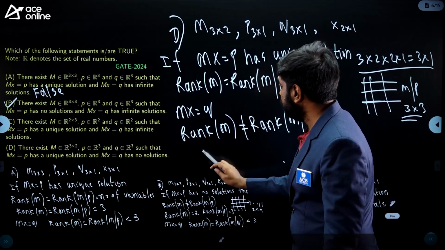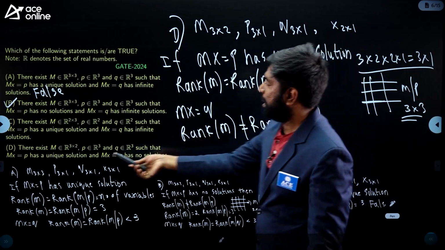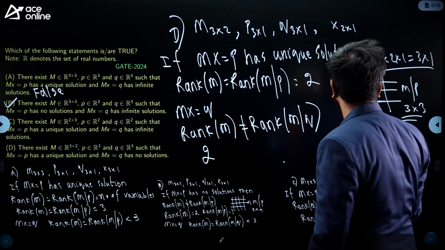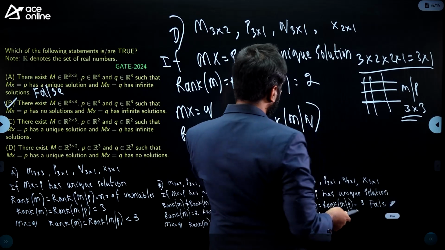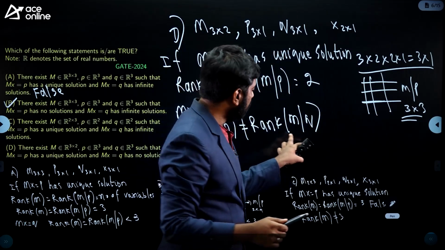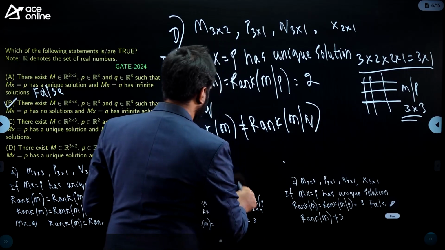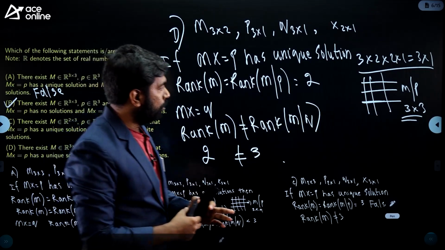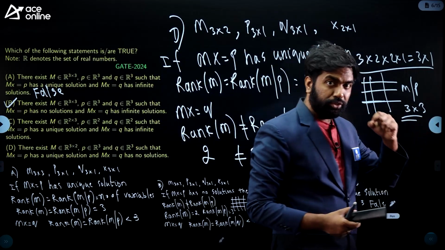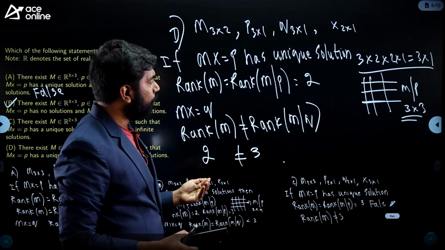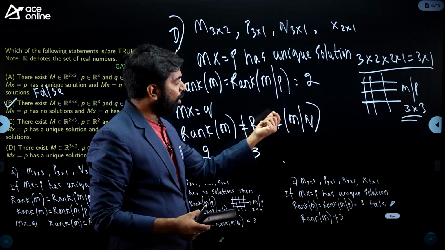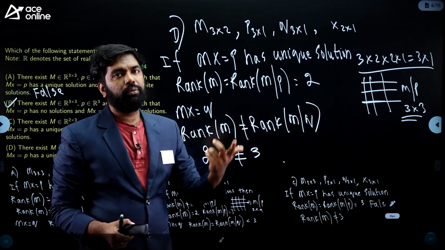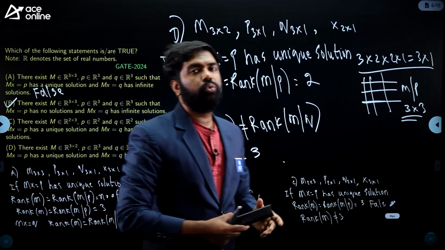So what is rank of M? The rank of M from this part has been concluded as 2. Now rank of MQ. So what is MQ? MQ is also a 3 cross 3 matrix. You can create Q in such a way that rank of MQ will be 3. Yes, it's possible. You can create the augmented matrix MQ in such a way that it is a 3 cross 3 matrix. So in such situations, rank of M is 2, rank of MQ is 3. They are not equal, and that leads to no solution.